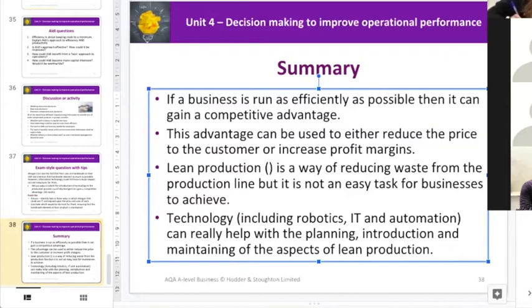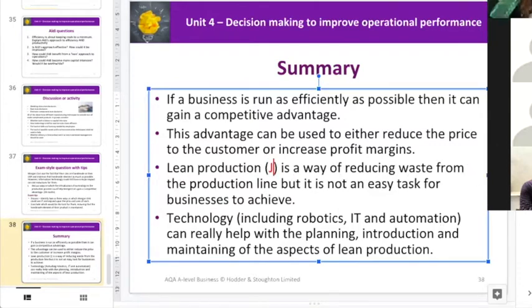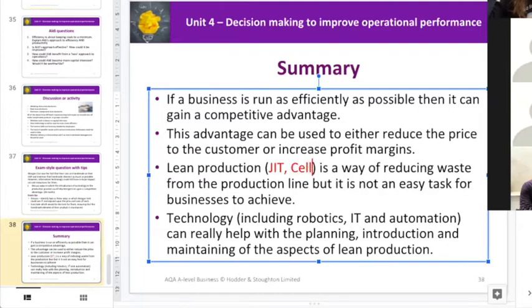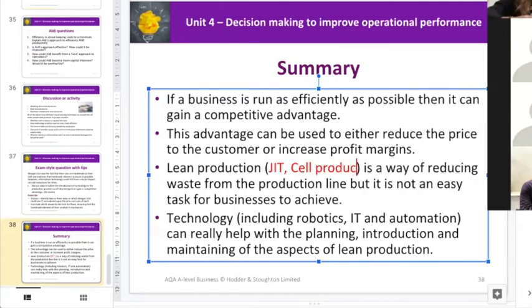Anyone? Sir, there are 3 or 4 different ways in lean production we can use to reduce the waste in order to improve the operations. What are they? I'll give you one. We've done this. Oh, okay. What is JIT? Just in time. Yeah. Then cell production. Resources. Yeah. Time-based. Time-based. Yes.